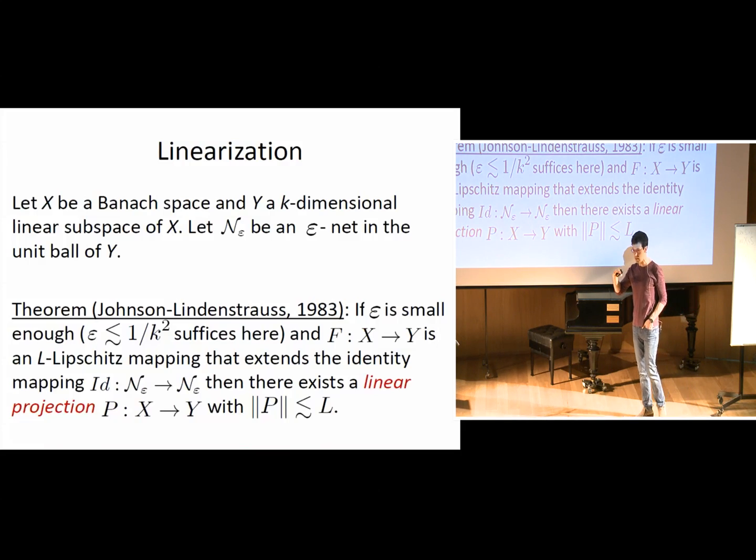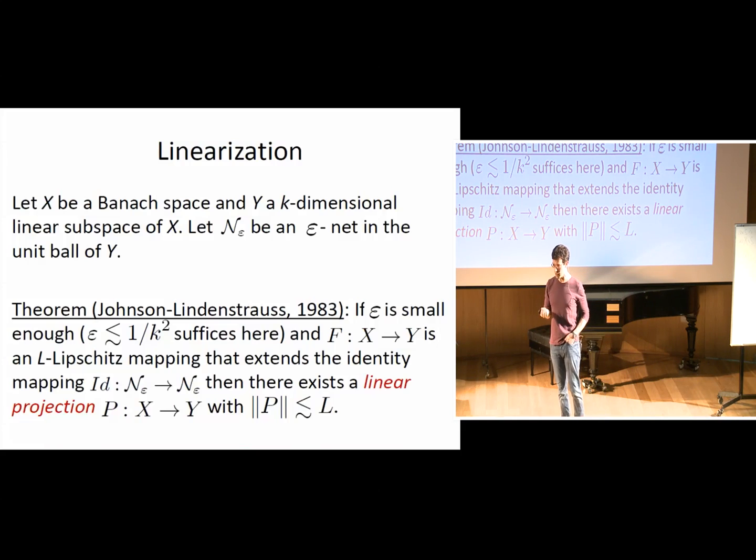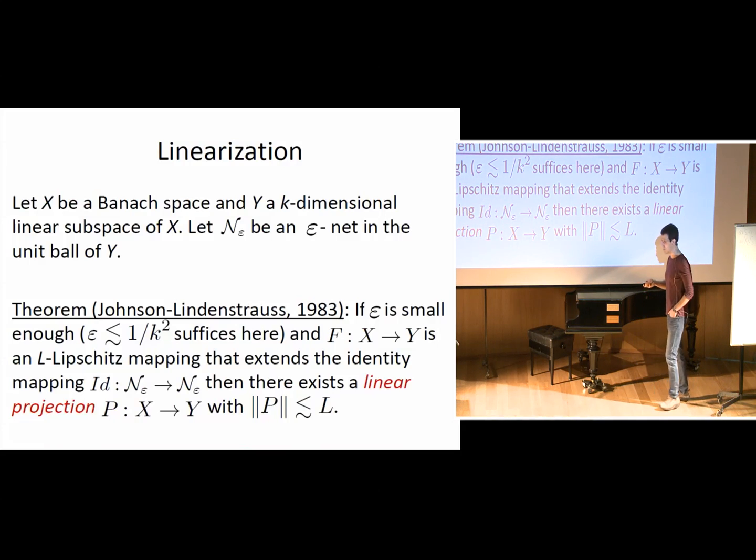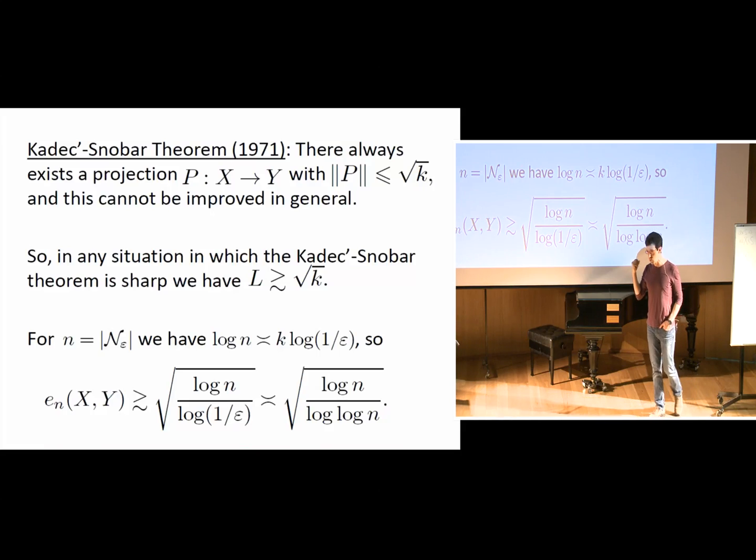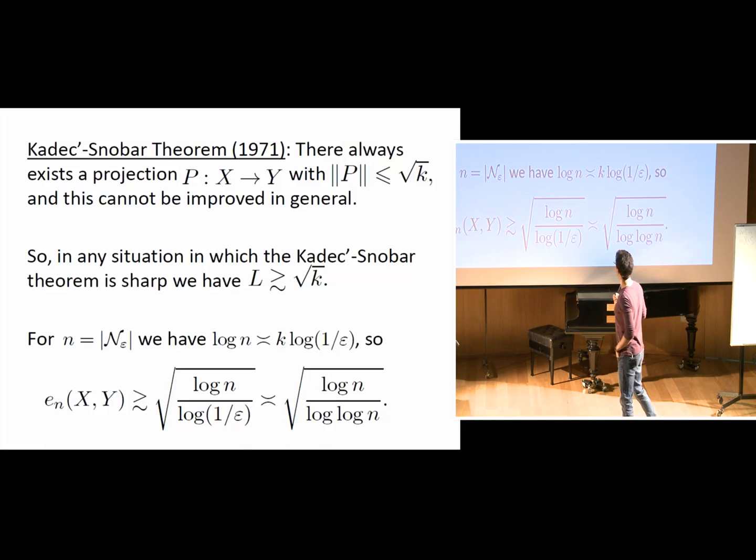So if epsilon were small enough, and you could find the Lipschitz function from the superspace to the subspace which is the identity on the net, then there would also be a linear projection with the right norm. Methods for proving lower bounds on linear projections exist in analysis since the days of Banach and before, Fourier analysis. There are many ways to prove lower bounds, and this brings a lot into play. In this context, one of the reasons why this root is so natural is the Kadec-Snobar theorem, which says that in the situation I described before, where Y is a k-dimensional subspace of X, you can always find a projection with norm root k. This is a very famous geometric theorem.